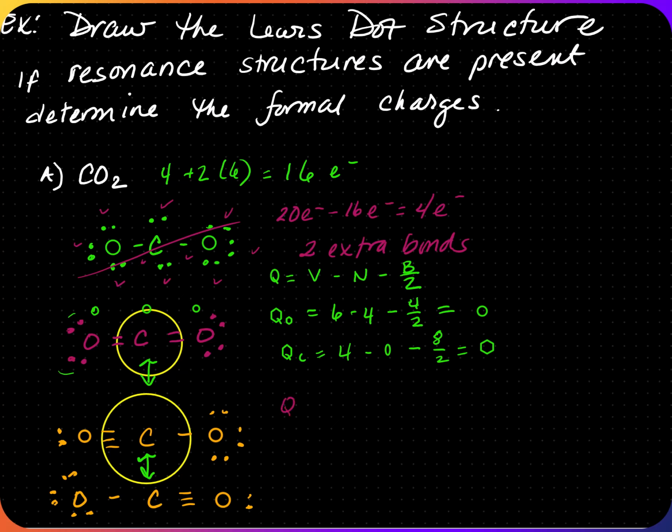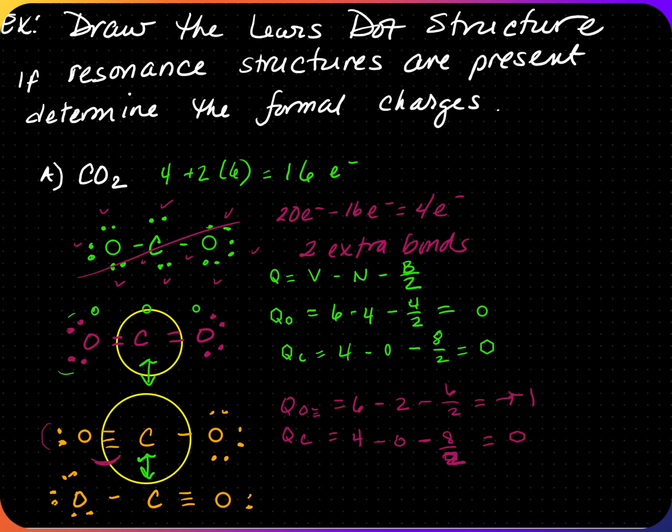I'm going to do the oxygen with the triple bond. If I find the formal charge of the oxygen with the triple bond, it has 6 valence electrons minus 2 non-bonded electrons right here, and then it's going to have 3 bonds, or 6 electrons divided by 2, which gives plus 1. The carbon is going to be 4 valence electrons minus 0 non-bonded minus 8 electrons divided by 2, that is bonded because it has 4 bonds.